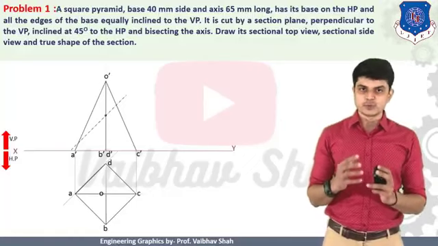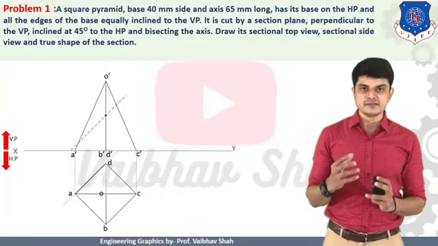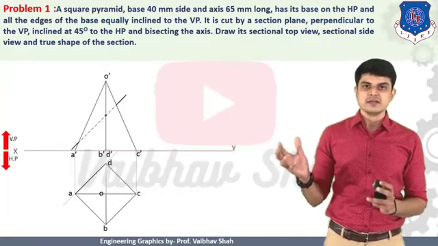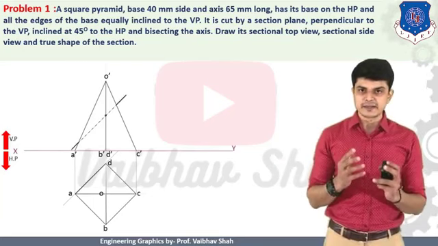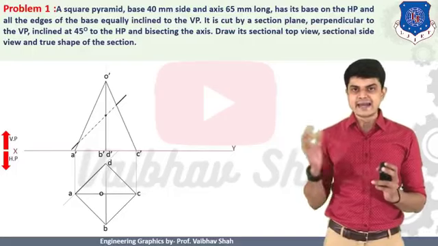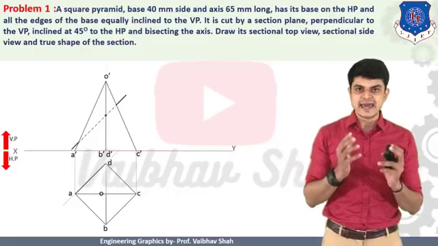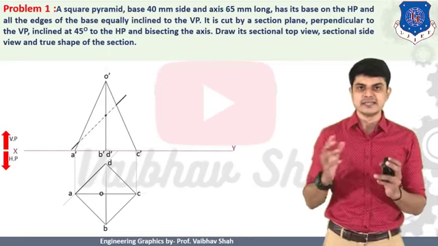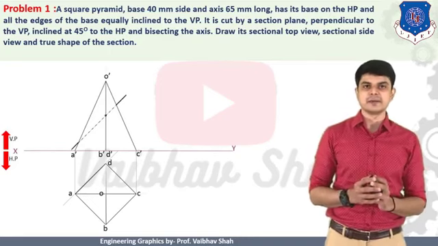Now the cutting plane is shown by a special kind of line, as we know from our previous chapters. So this is the way we can show the cutting plane line. The cutting plane line is a long chain line, thick at the ends as you can see, and thin elsewhere. So its ends should be thick and the rest should be thin. So this is nothing but your cutting plane line.